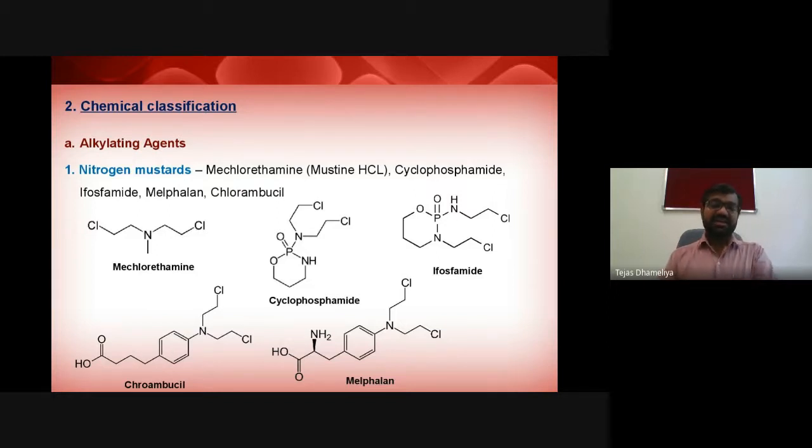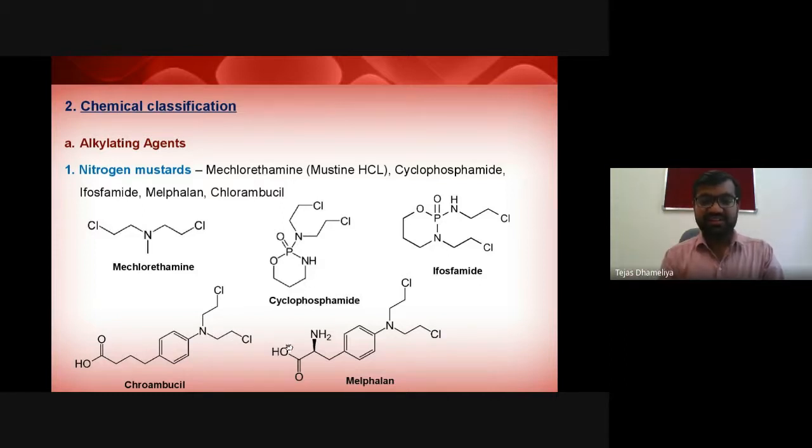Chlorambucil is the next alkylating agent, and in the structure we can see there is a butanoic acid present over here. A normal unbranched alkyl chain is present in its structure, as well as the dichloroethyl, the chloroethyl spacer, on this nucleophilic nitrogen. Okay, and it can cause the cross-linking of the DNA.